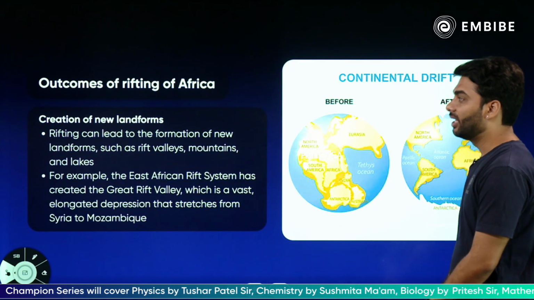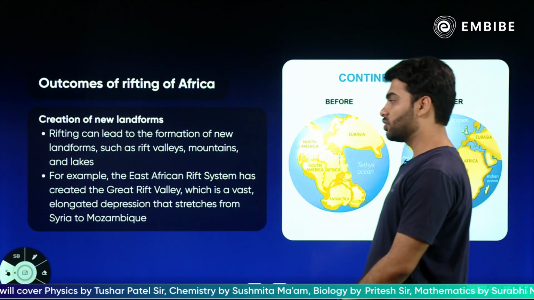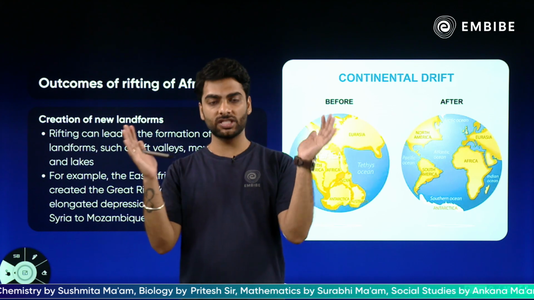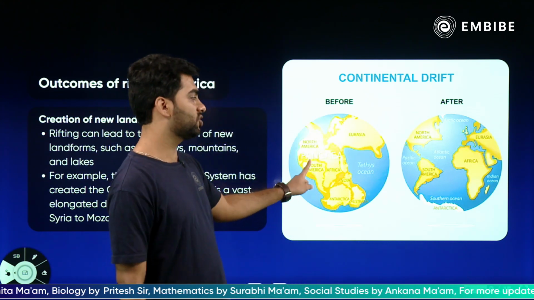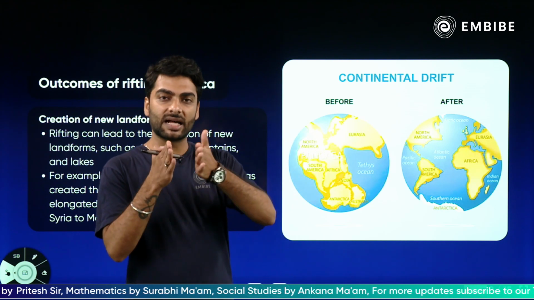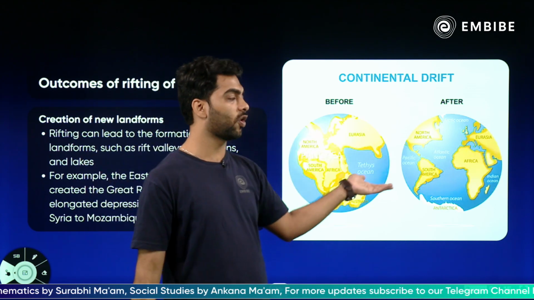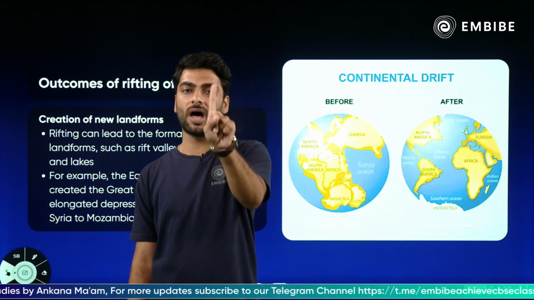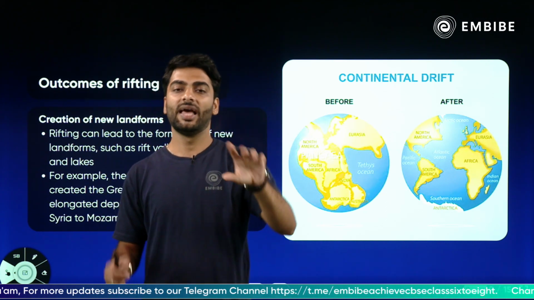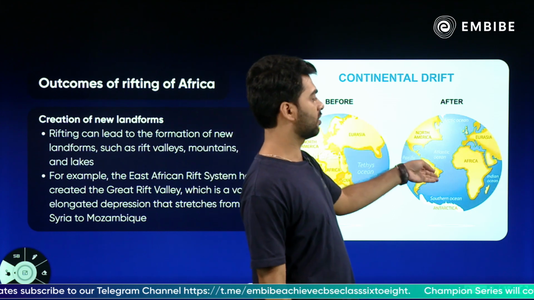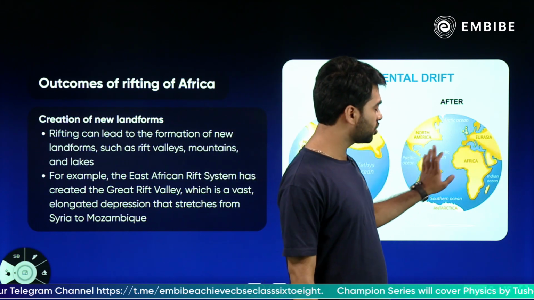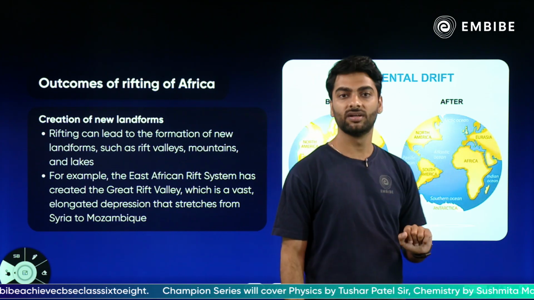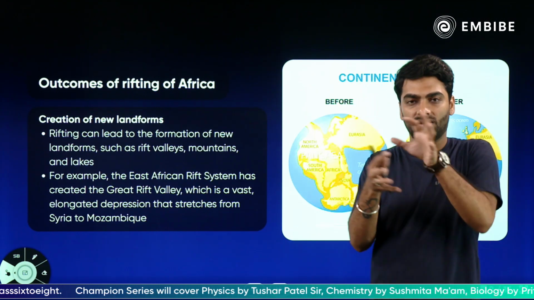Outcomes of rifting Africa. So there will be new landforms that will be created. As you all know, the entire landmass on Earth, all the continents, were one millions of years ago, and that was called the Pangea. And then slowly, they started drifting apart, and that is how we have got 7 continents today. They started separating, and now we have got North America, South America, Africa, and all that. If you see, they are like a jigsaw puzzle. They fit exactly into each other. Like this part will exactly fit here, right? They just got separated.